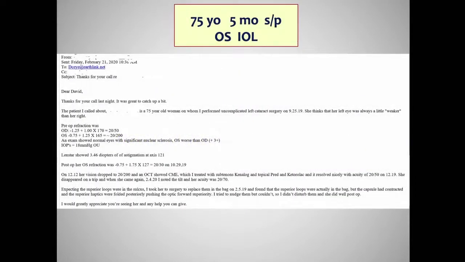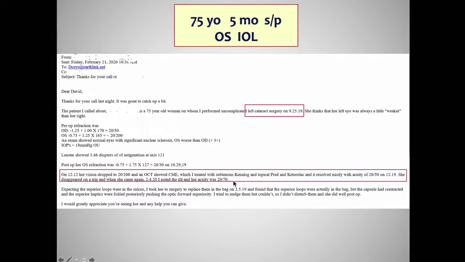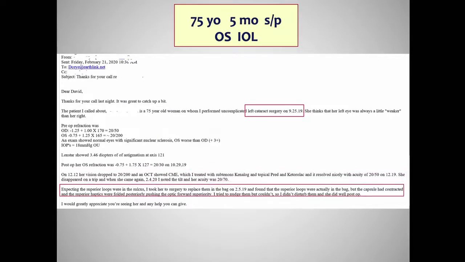So here's a patient who's 5 months post a lens implant. This was actually done back in September, and this was the initial post-op. It's the left eye that had a lens, and she had a good result initially. This is pre-op, and then post-op, she had some residual astigmatism. It was not a toric lens, but she was happy. 20/30. There's a little bit of CME. It was treated, but then she came back and her vision really dropped.